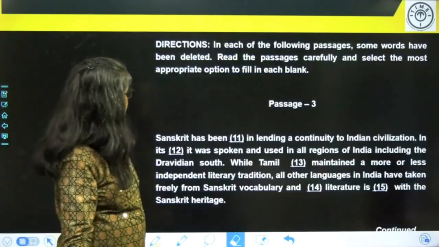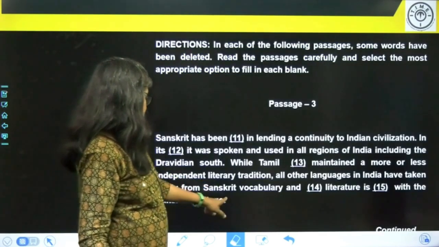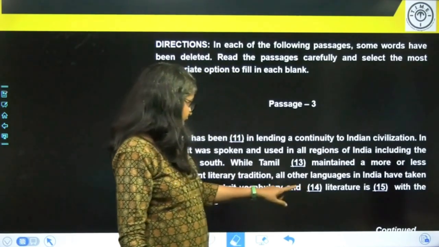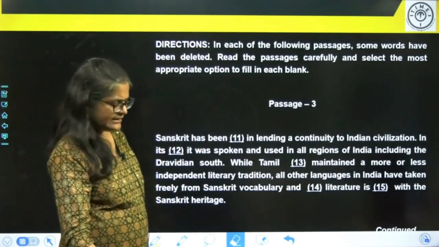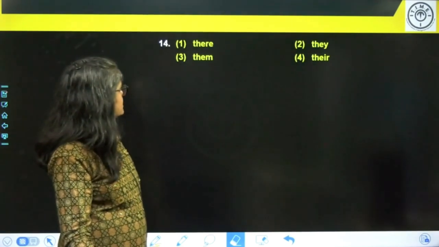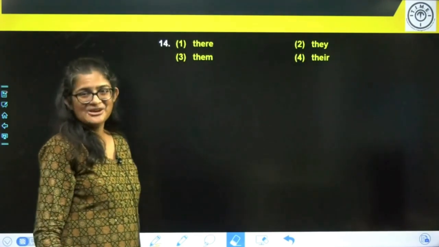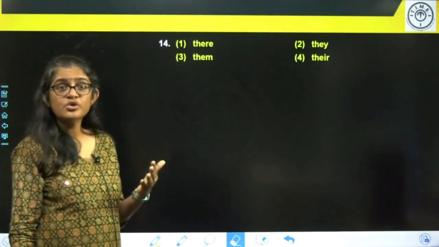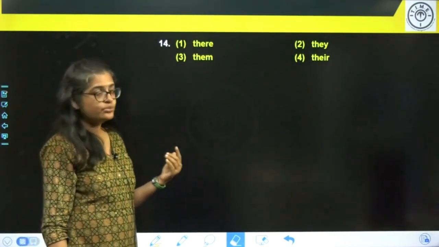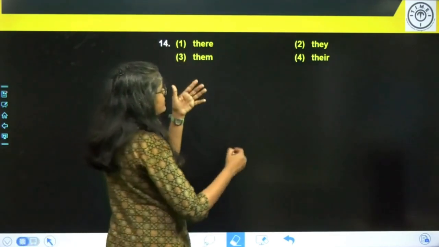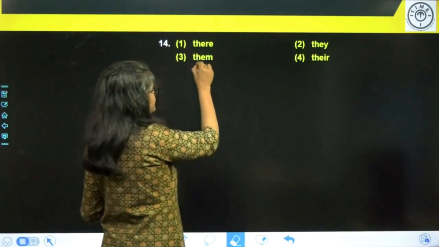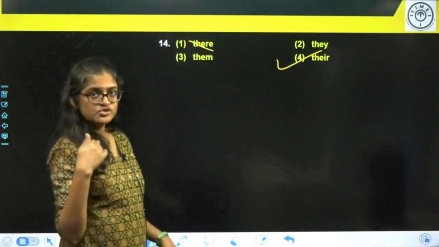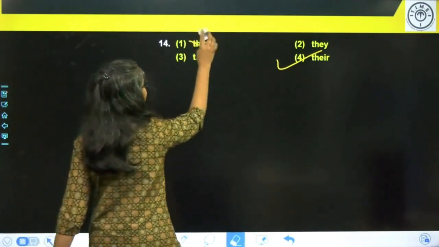Let us look at the 14th blank. Have taken from Sanskrit vocabulary and dash literature is. Their literature is? Their literature is. Why? How did we guess there? Because it is referring to all other languages, plural. It can't be any other word. It can't be they literature, them literature, and this is the wrong spelling. So, their, belonging to them, right?